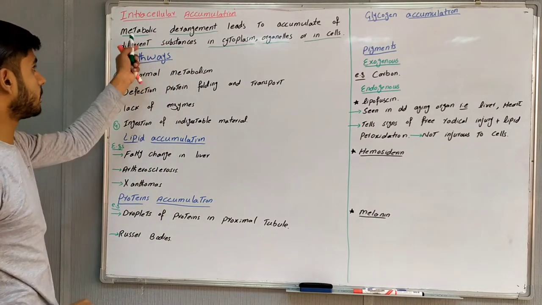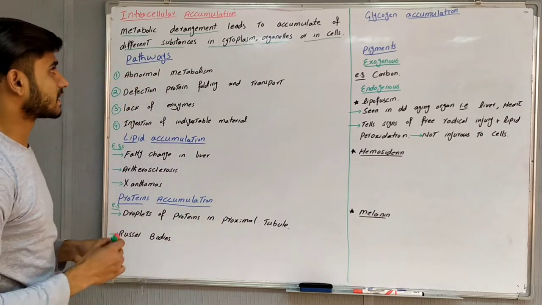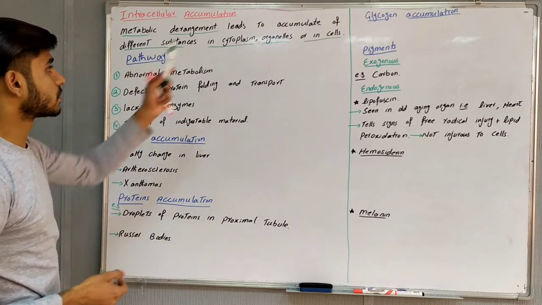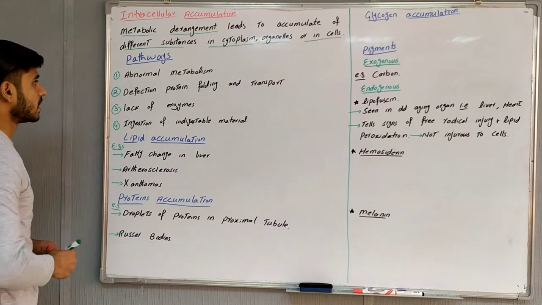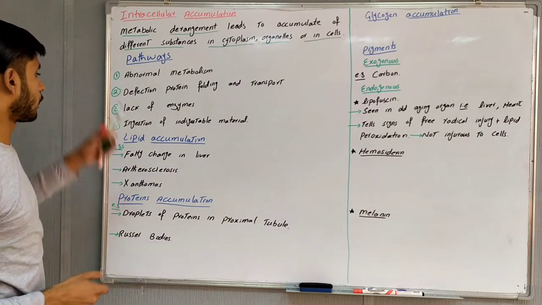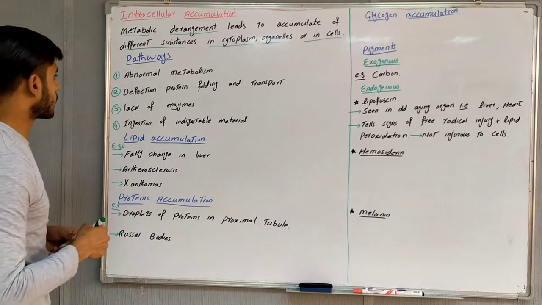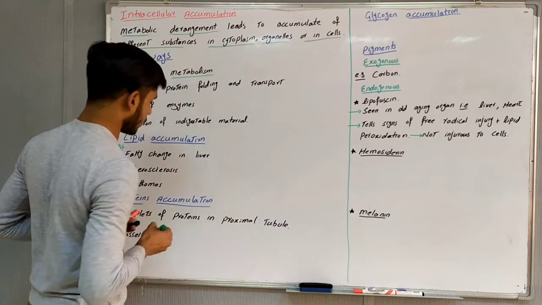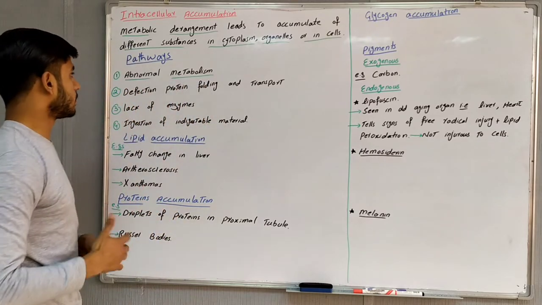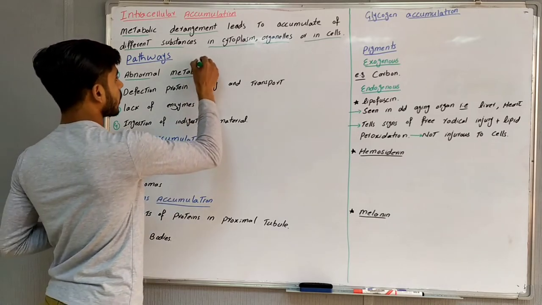If there is some metabolic imbalance in the cell, then it will lead to the accumulation of different substances inside the organelles or inside the cell. There are four different pathways which cause intracellular accumulation. We'll discuss the first one, that is abnormal metabolism. What is this abnormal metabolism? If there is some kind of abnormal metabolism, it will lead to lipid accumulation.